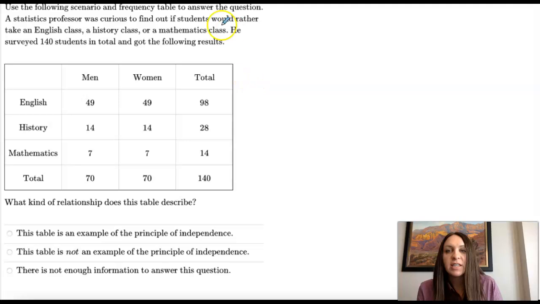So, and this is the same question, guys. I think like the first 5 questions look like this, and the only thing that changes is the numbers here. So, what class they would most likely take. So this is a principle of independence, because one does not affect the other.